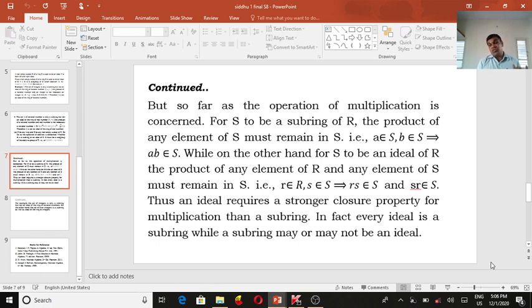So the stronger closure property holds in the ideal form. For an ideal, with A not equal to 0 and B not equal to 0, A minus B is in S. So A plus minus B, A minus B, and the product are there. The stronger property holds in the ideal form.